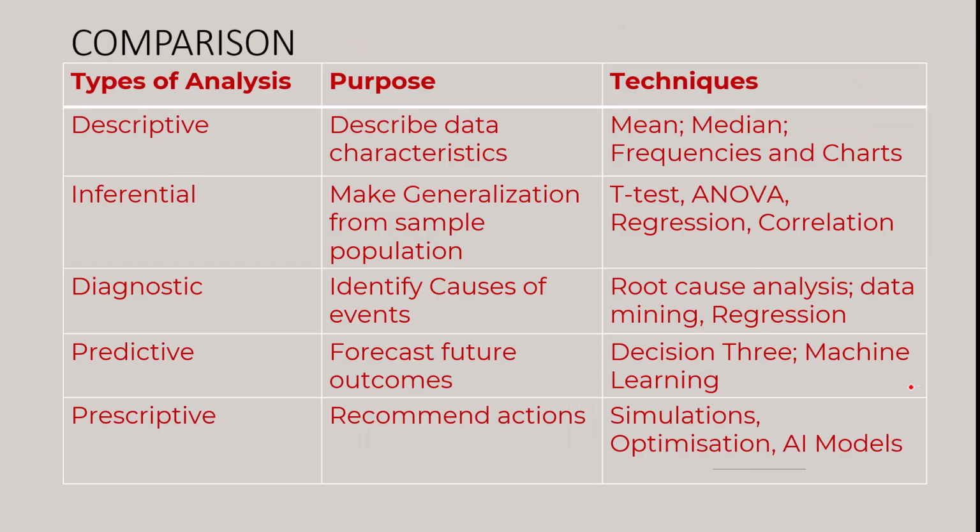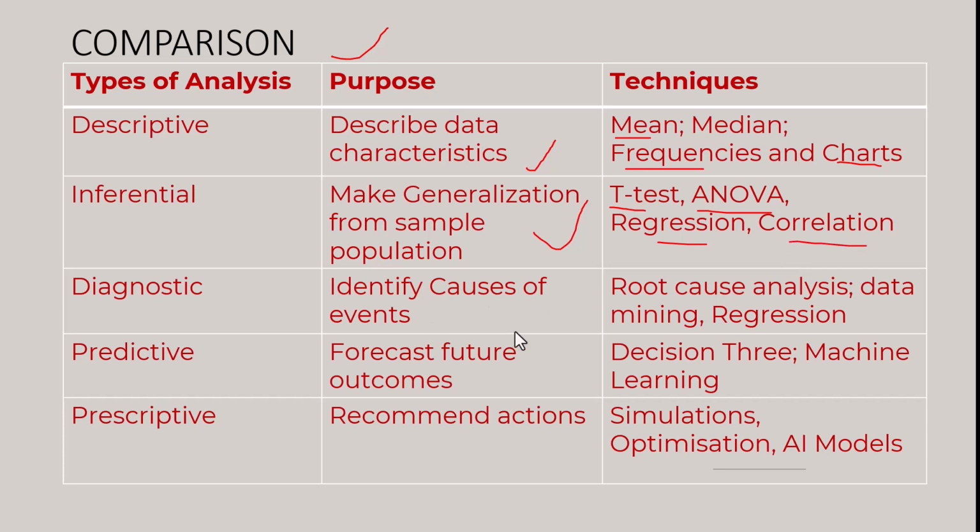This table shows a comparison of the different types of analysis and the purpose which each of them are meant to achieve. Descriptive is meant to describe the characteristics inherent in a given data, and several techniques can be used to achieve that. We have the mean, the median, the frequencies, and charts. Inferential statistics make generalization from sample population. T-test, ANOVA, regression, correlation can be used to achieve that.